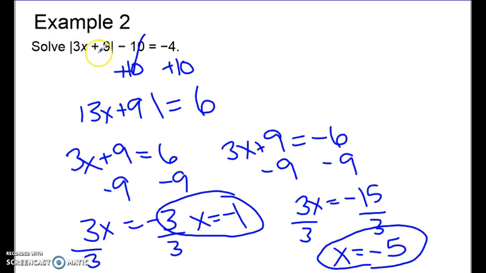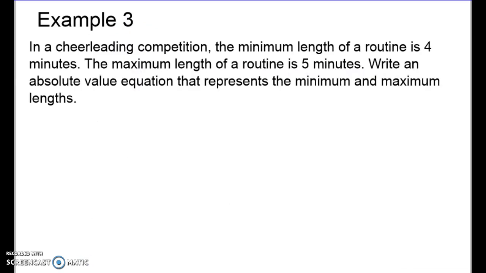The only difference between this one and what we were previously looking at was I had to get rid of this 10 value first, and I did that by adding it to both sides.